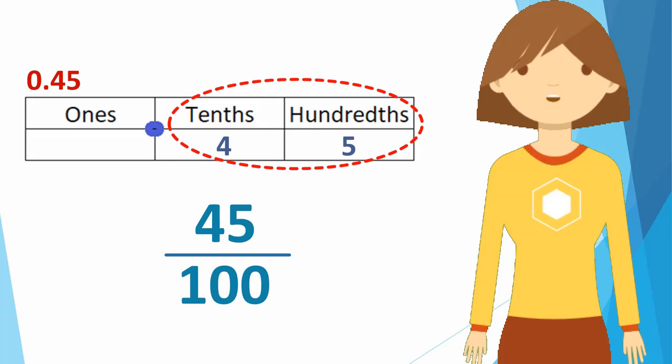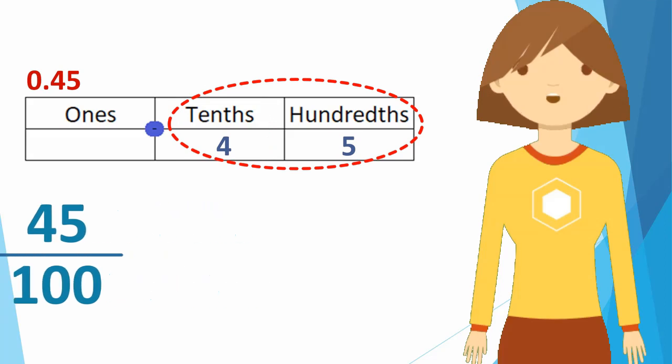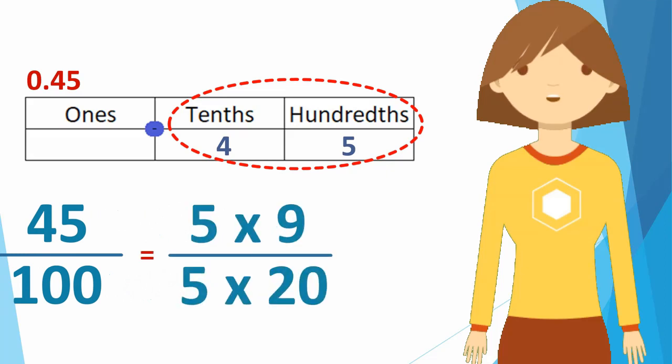Similarly, the equivalent fraction of 0.45 is this, which can be further simplified as 5 times 9 over 5 times 20. Now cancel 5 from numerator and denominator to get the simplified fraction, which is 9 by 20.